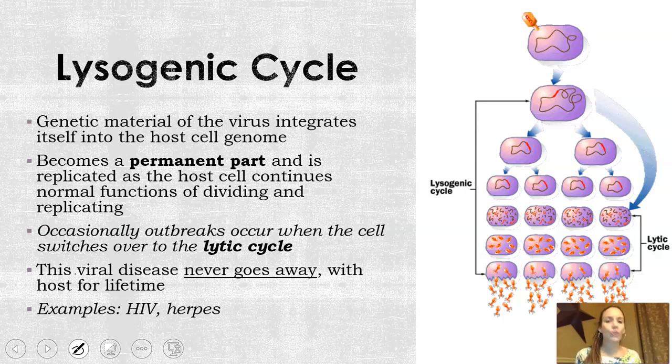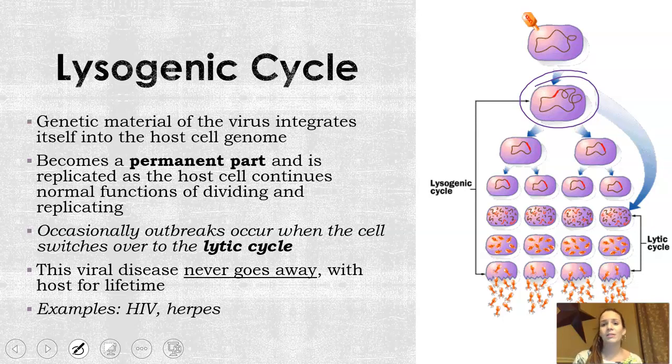So lysogenic, longer word, longer cycle. This time, the DNA or the RNA of the virus injects itself into the host cell DNA or RNA. If you look here, you'll see that in this box, that little red strip is the viral DNA, and it's permanently a part of the host cell DNA. So that cell is going to continue normal functions, mitosis, making more of itself, and it's always going to pass down that DNA. Well, that's a problem because it never goes away. So once you get one of these viruses, you will never get rid of it.